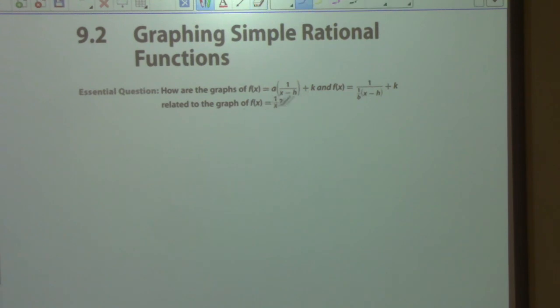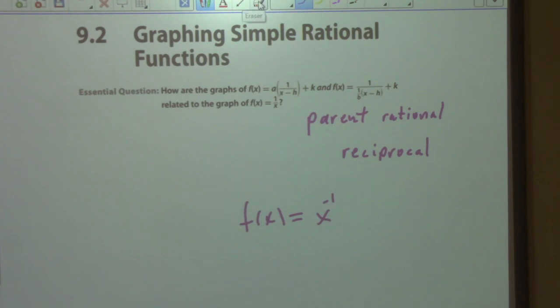And this graph of f of x equals 1 over x, what have we called that? We call it the parent rational function. Sometimes you hear it called the reciprocal function, or the inverse identity function. Another way you could write this is f of x equals x to the negative 1 power, right? And is this going to be an odd function or an even function? It'll be an odd function. It has 180 degree rotational symmetry.